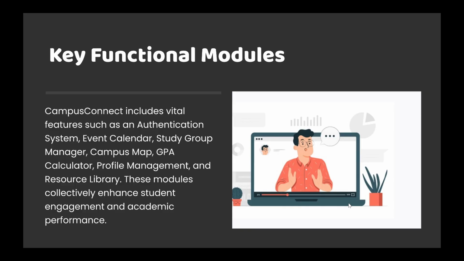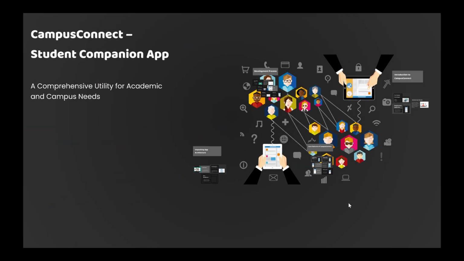CampusConnect includes vital features such as an authentication system, event calendar, study group manager, campus map, GPA calculator, profile management, and resource library. These are our key functional modules. These modules collectively enhance student engagement and academic performance. So next I will pass on to my friend Anshul Patel.